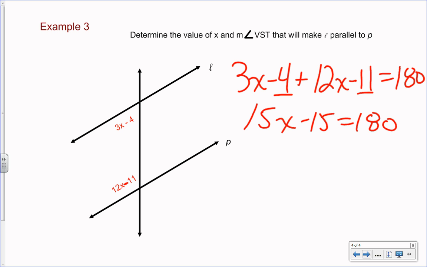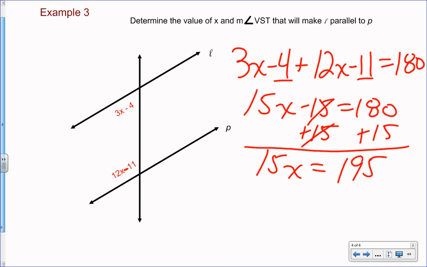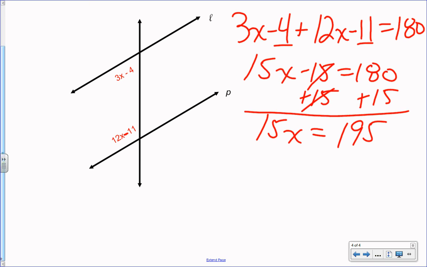Any questions on that so far? Add 15 to both sides then. So 15x minus 15 plus 15, that cancels, equals 195 apparently. All right, we got to get this out of here, so divide by 15, because I want to know what 1x is, and 15 over 15 is 1.